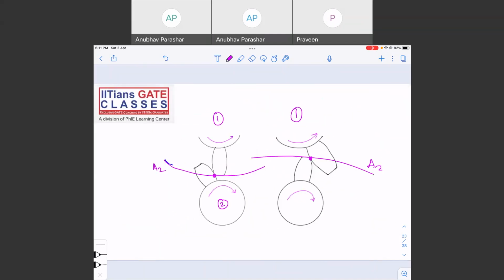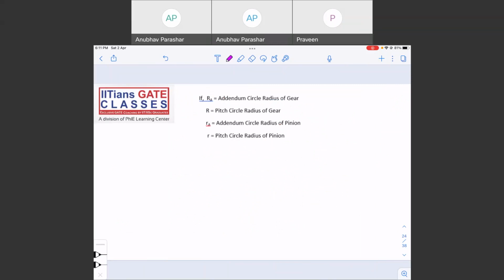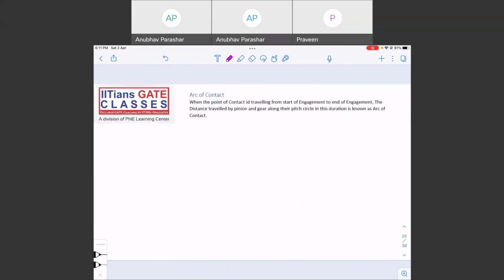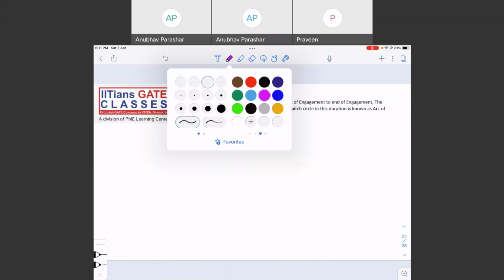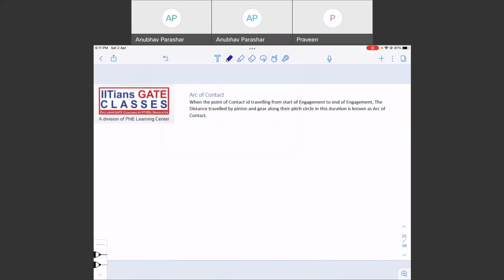Generally we derive equations for the path of contact, what is the value of the path of contact, how to find it out, all those things for classes in GATE, but that will not be necessary for this class. Now why are we doing this? Because we want to understand something known as contact ratio. Questions can be asked from contact ratio, right?